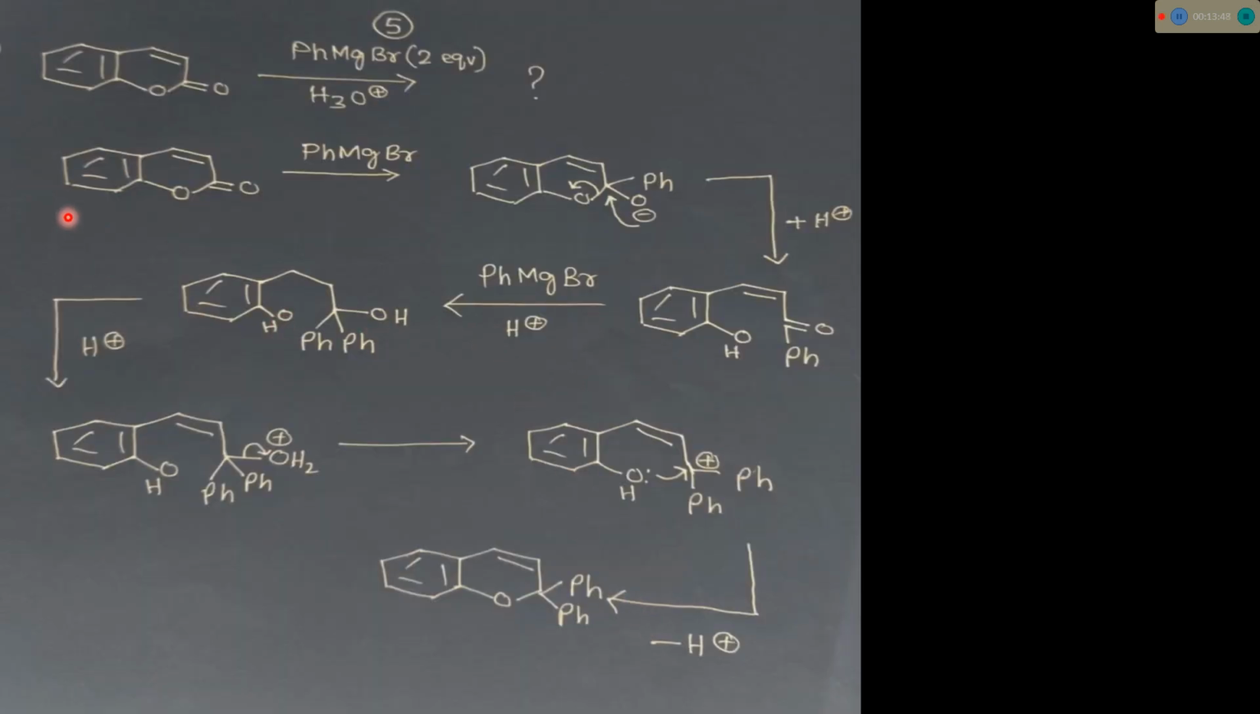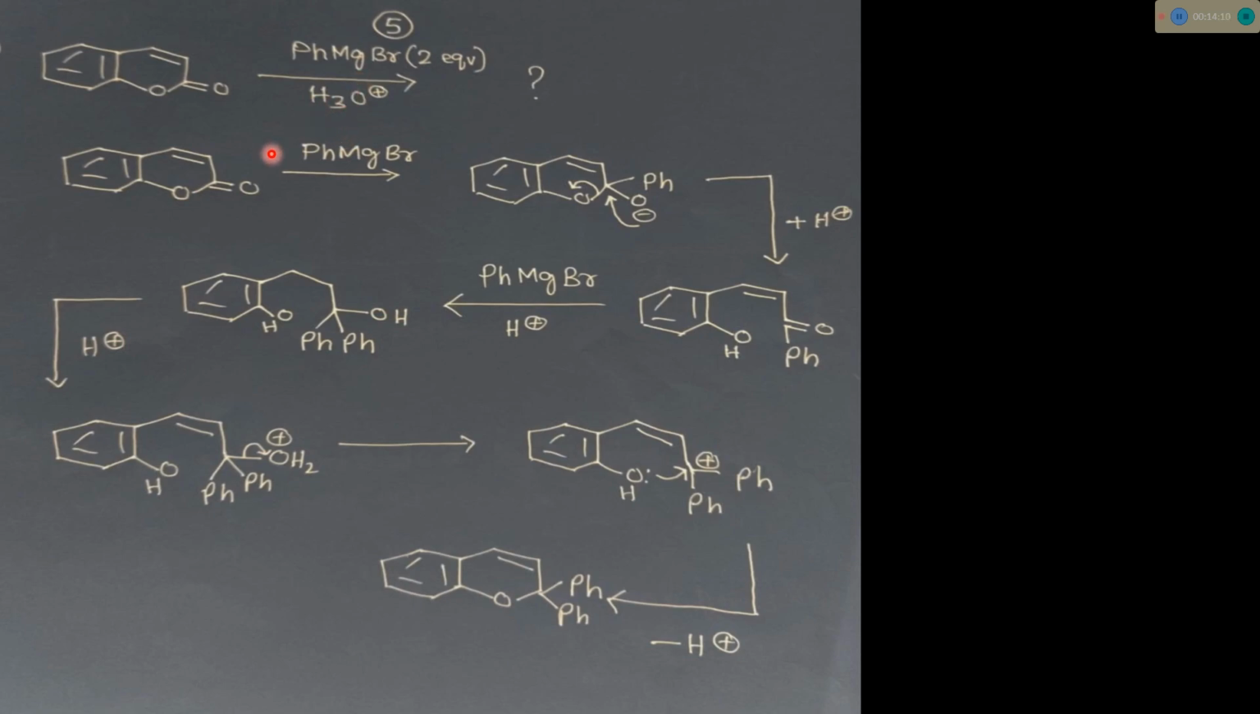This was a very good and interesting question. This is an alpha beta unsaturated ester, and 2 equivalents of phenyl magnesium bromide Grignard reagent were given, followed by acidic workup.